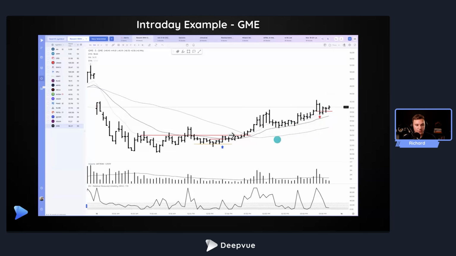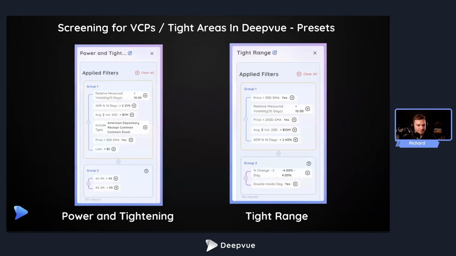But this is a rarity for me. I typically use RMV on a daily chart. This is just a proof of concept trade, honestly, with RMV, using it on an intraday.